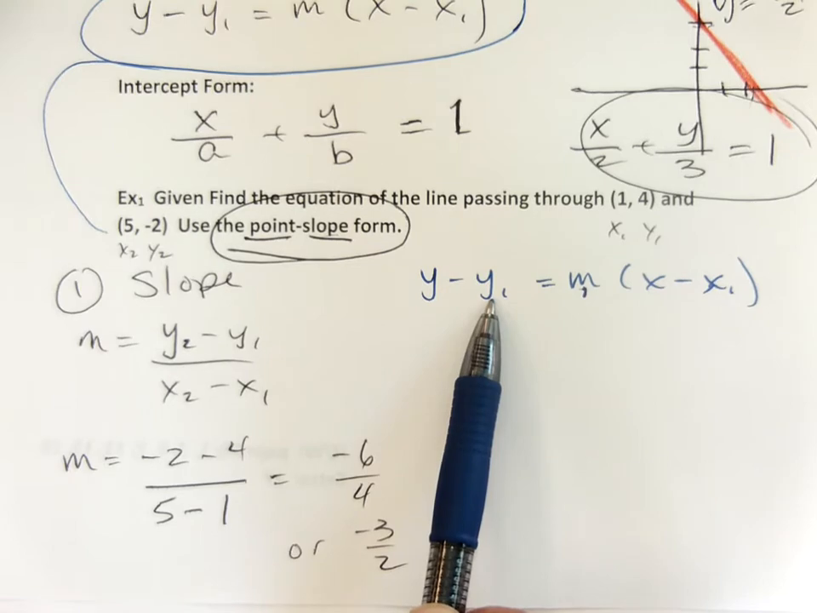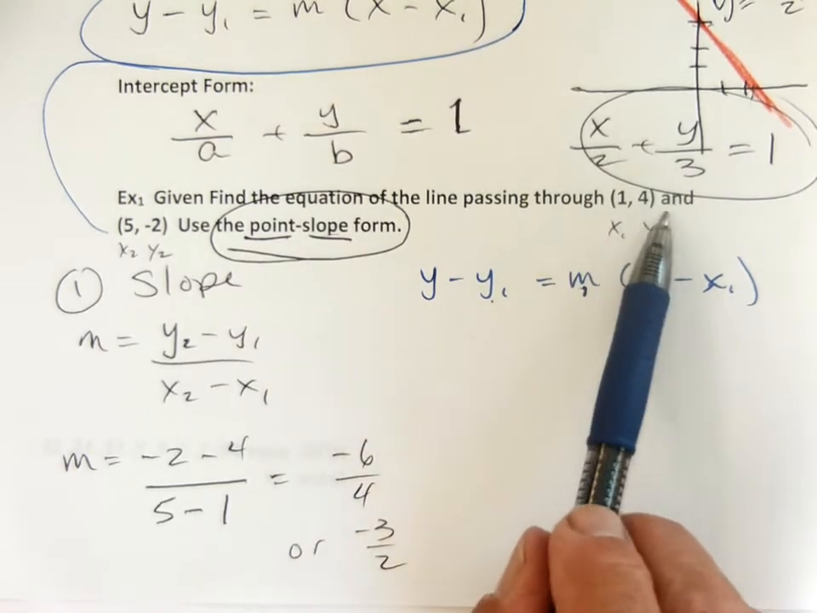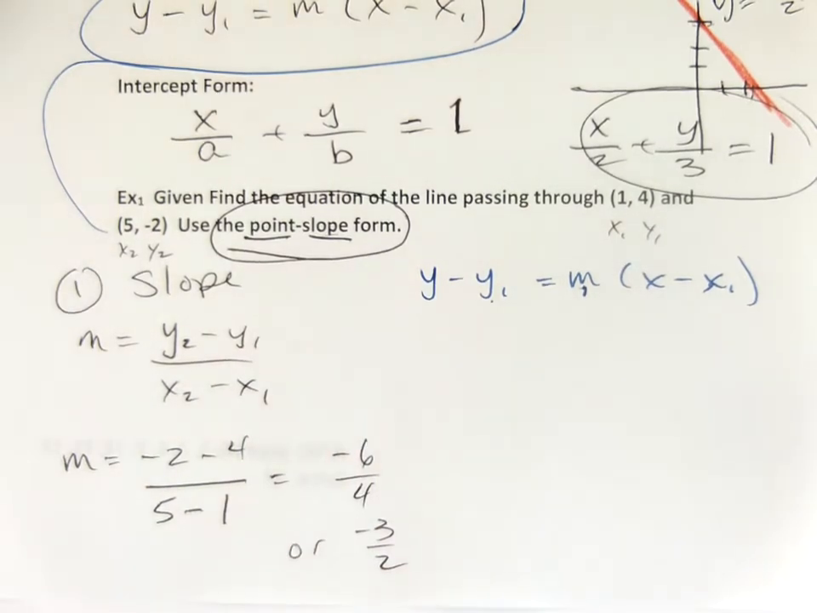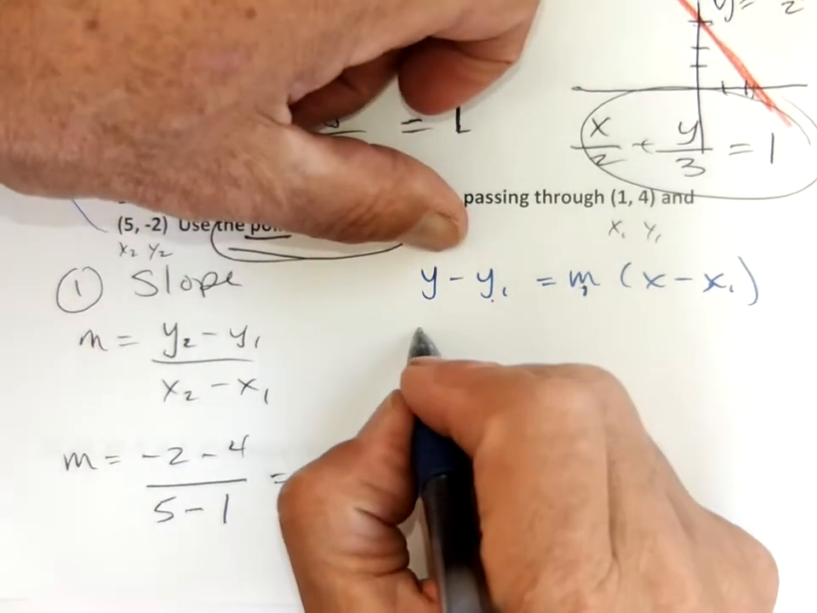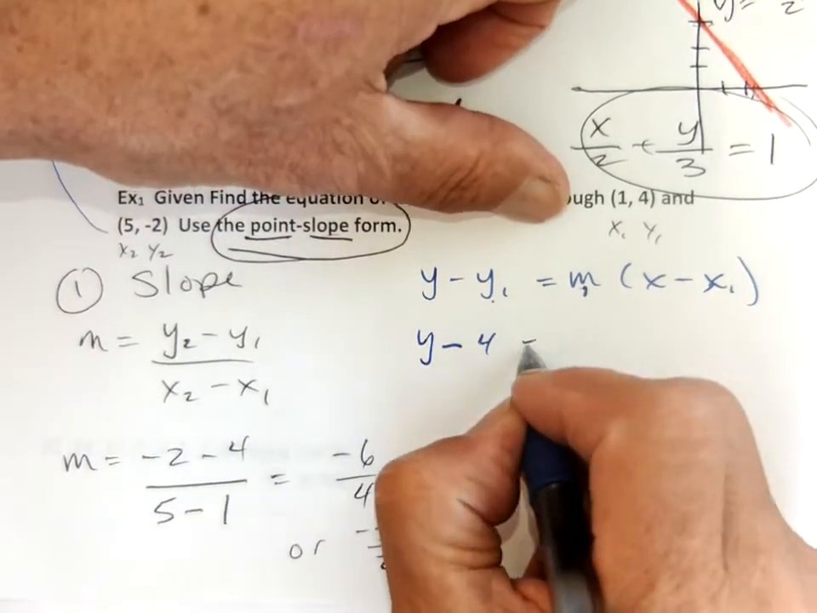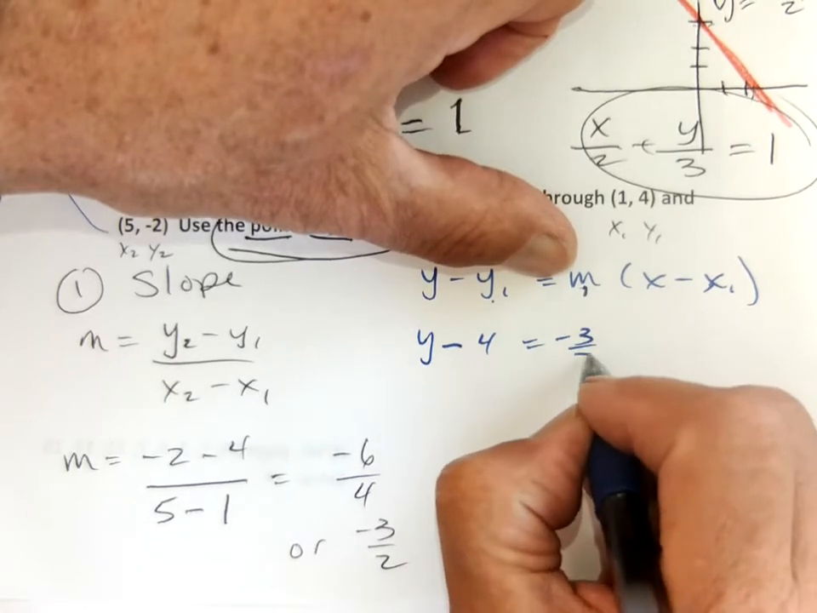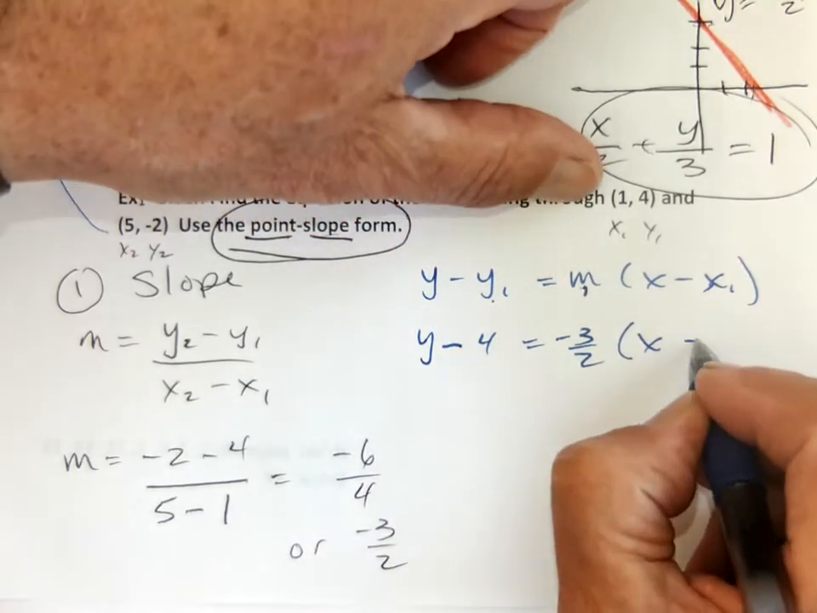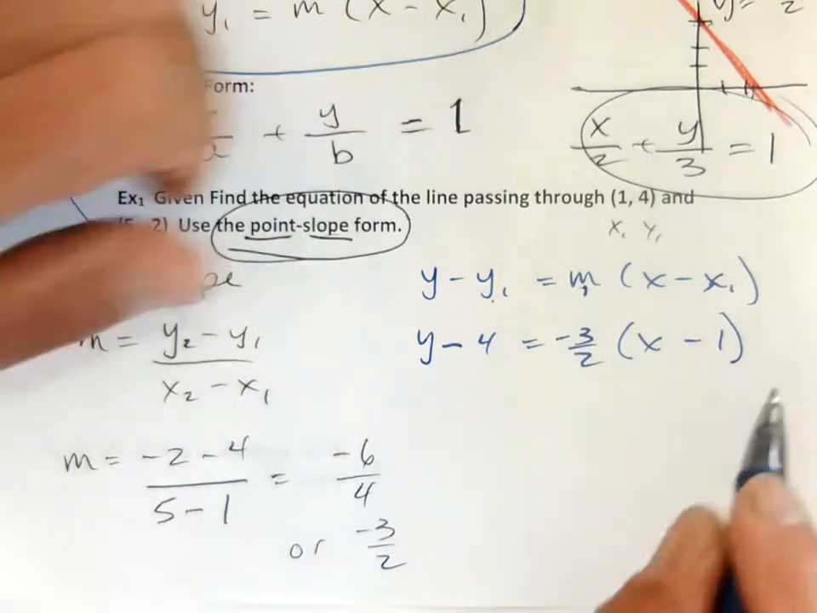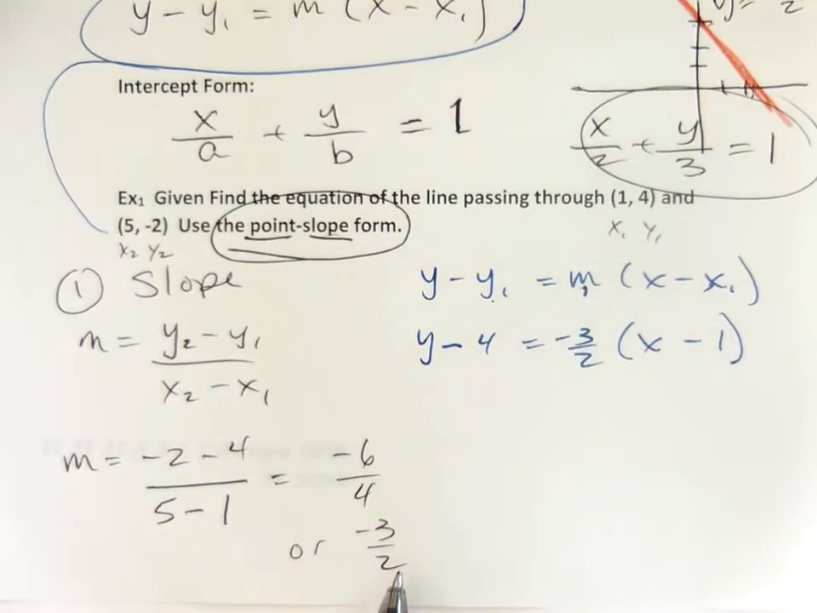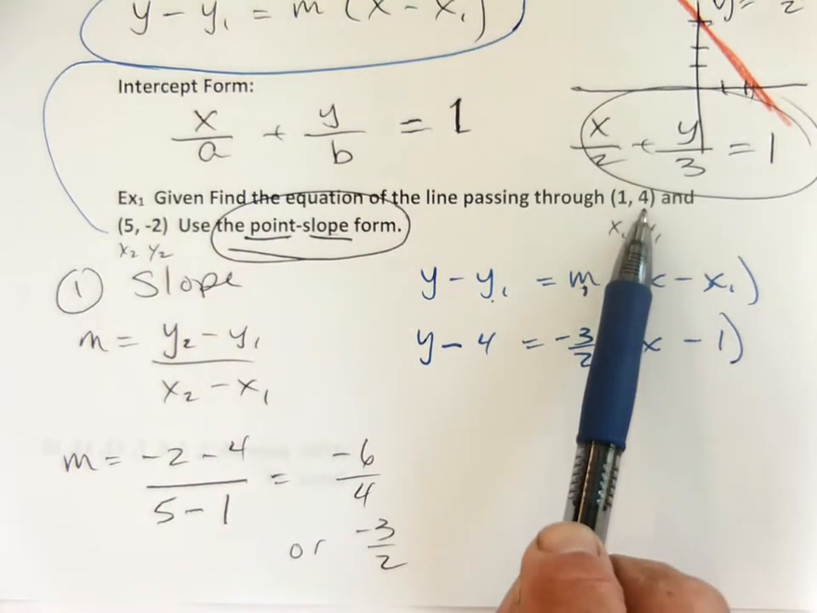I have a point, and you can use either point, you really can. But it says y1, x1, so I'll just use my 1 and 4. But you can use either point, because your line's going to go through both points, right? So I'm just going to go y minus 4 equals negative 3 halves times x minus 1. Okay, there's my slope, which we found. Here's my y value and my x value.